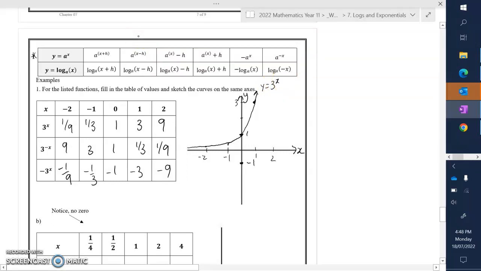Okay, y equals 3 to the minus x. Do you remember what that one looked like? See if you guys can pause this and have a go at plotting that for me to start with. Okay, so have a go at doing that yourself. Hopefully you've done that, and I'm going to draw mine now.